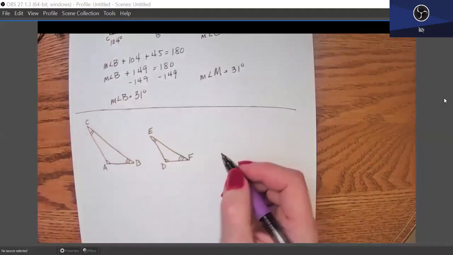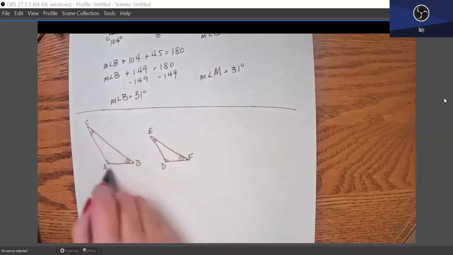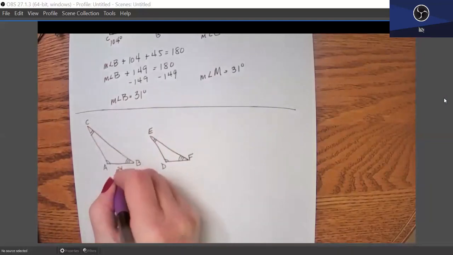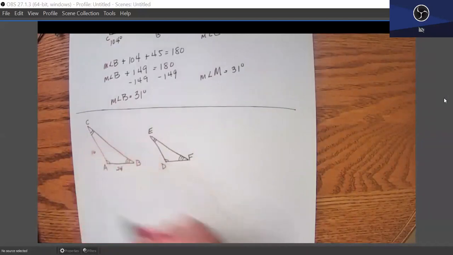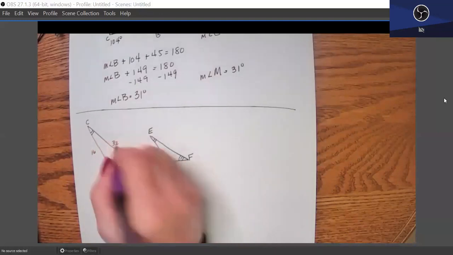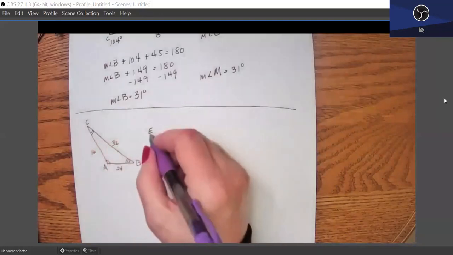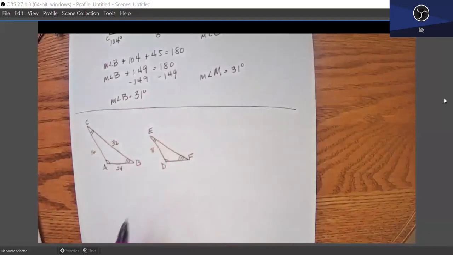And what we're told is that in this larger triangle here, the measure of this side is 24. Measure of side AC is 16. The measure of side CB is 32. And ED is 8. So we want to find the other two sides of this smaller, similar triangle.